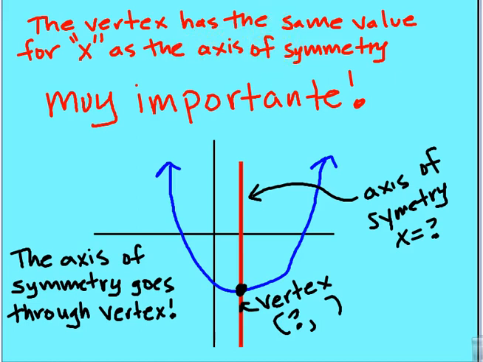So now we're going to use the axis of symmetry to find the vertex, right? So axis of symmetry goes to the vertex. X is equal to some value. That's the line. And then the vertex is going to have this value for x here. So I put it in. Axis of symmetry goes to the vertex. So it's very important to remember that.